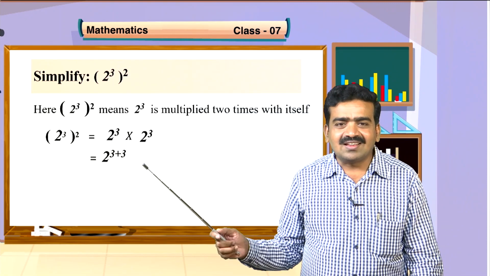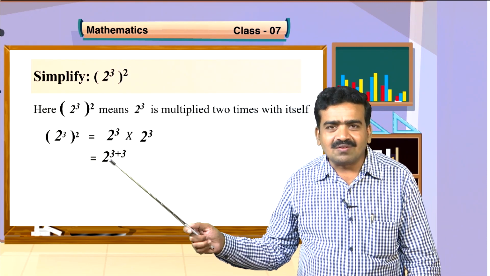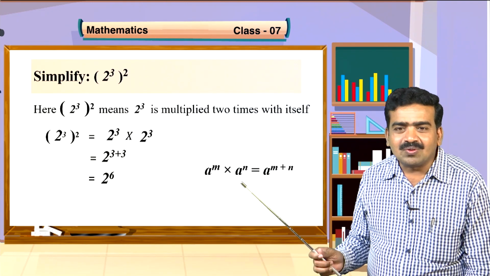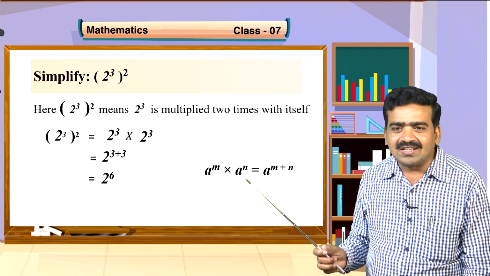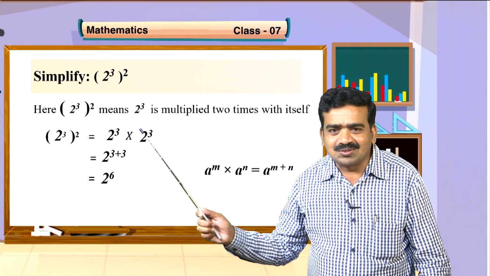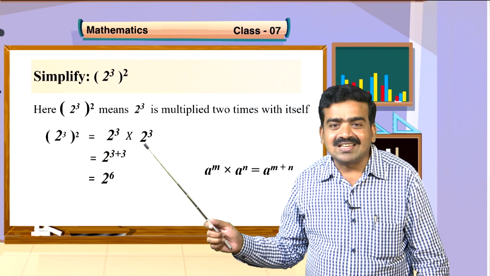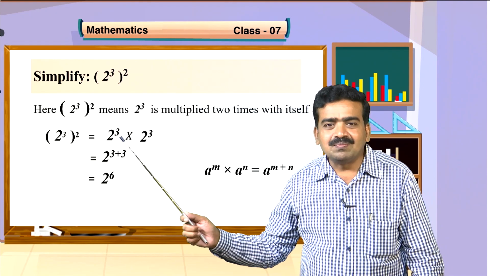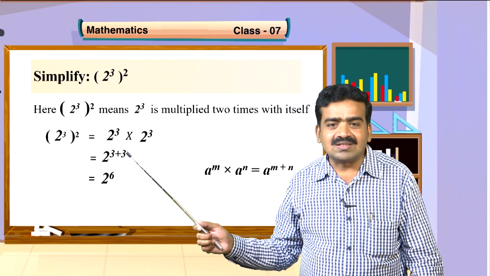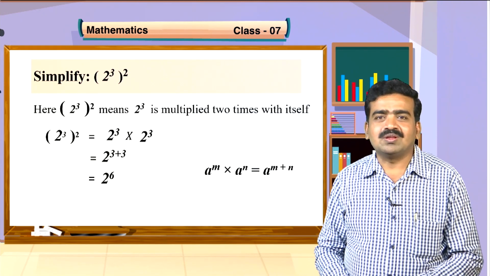Similarly, that can be written as 2 to the power of 3 plus 3 using the exponential law: a to the power of m into a to the power of n is equal to a to the power of m plus n, because in these two cases the bases are the same. 2 is the base, so we simply add the exponents, that is 2 to the power of 3 plus 3, which is equal to 2 to the power of 6.